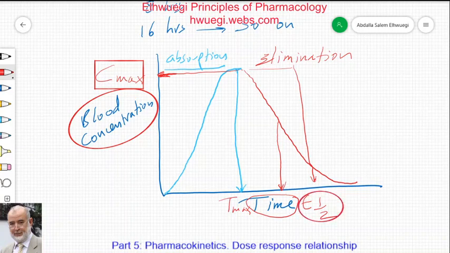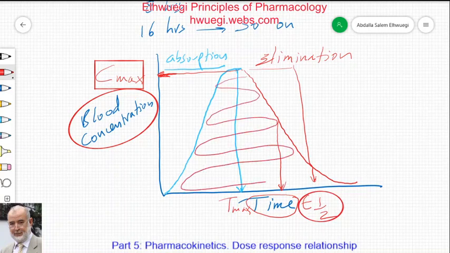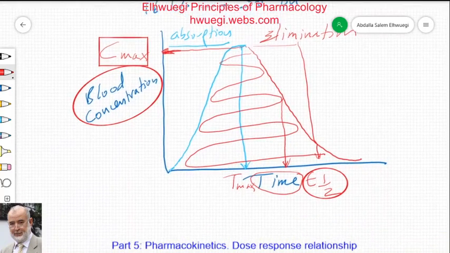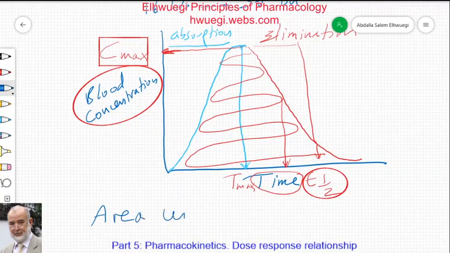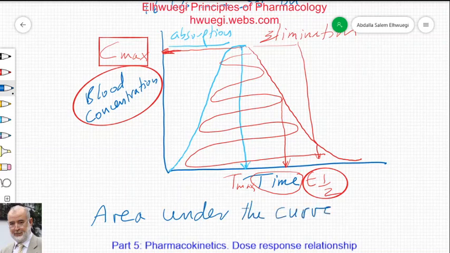Now, the total area in the bell-shaped curve, as you can see, is known as the area under the curve. This is a very well known term in pharmacology: area under the curve, or AUC.